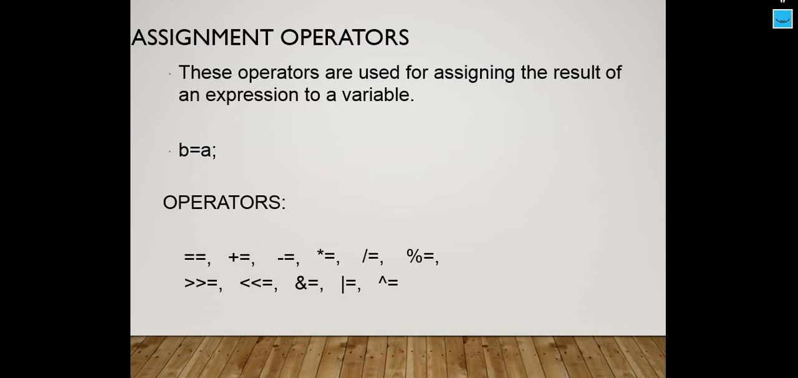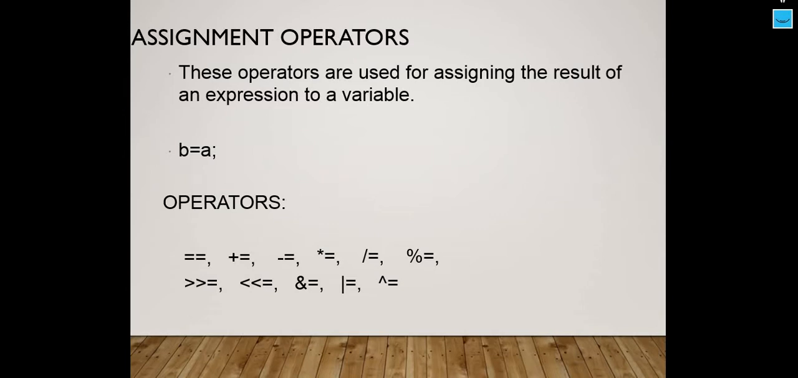Next comes the assignment operator. These operators are used for assigning the result of an expression to a variable. So b equal to a is also an assignment operator. I mean single equal to is also an assignment operator. So there is double equal to that we have already covered. Then plus equal to, minus equal to, and so on. So if you check out over here, after the double equal to, plus equal to is generally used as a shorter form.